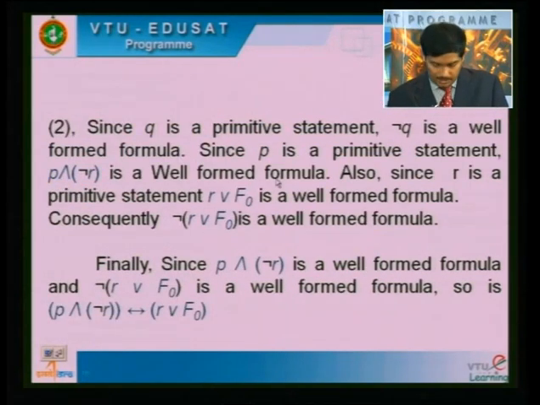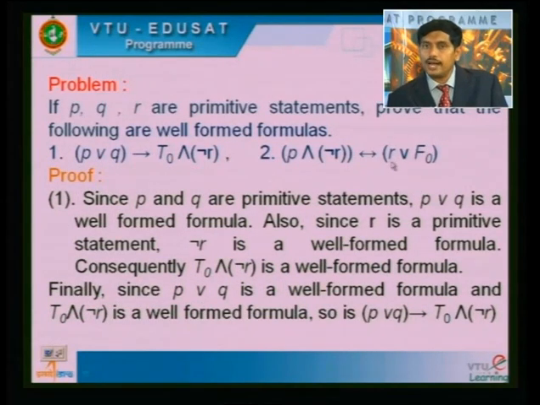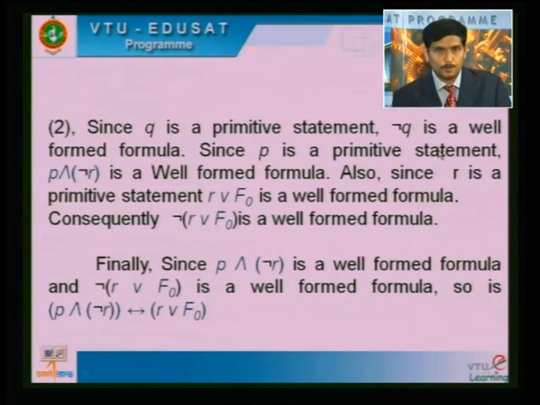How to check? Similarly, in the second one, R is a primitive statement, F naught is also a compound proposition and a well-formed formula. P is a primitive statement, Q is a primitive statement, negation of Q is a well-formed formula because we use the symbol. Then since P is a primitive statement, this is also well-formed, because the symbol is used. Also, since R is a primitive statement and F naught is a well-formed formula, consequently negation of that is also a well-formed formula.